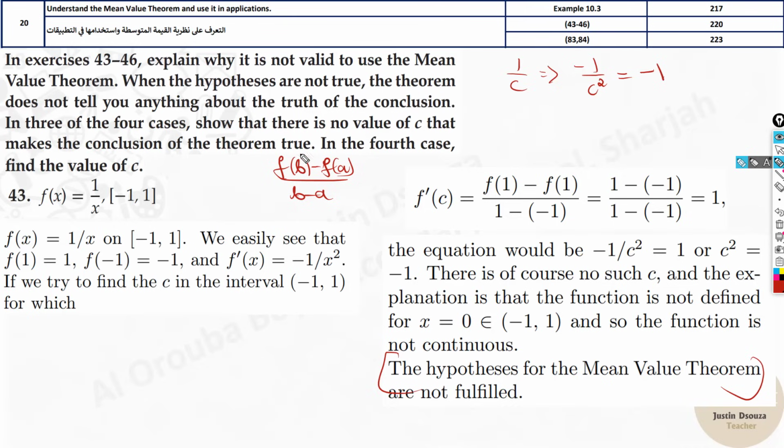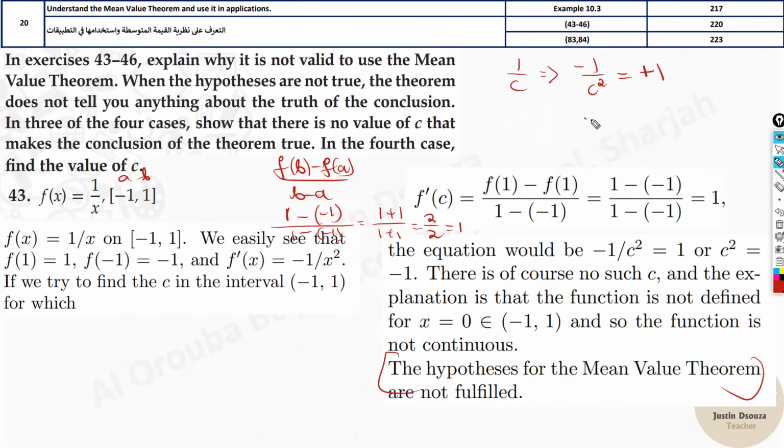What happens? F of b is there, right? That means this is a, b. Let's substitute over there. We will get positive 1, because 1 by 1 is 1, minus of what is f of a? It'll be minus 1. Again, minus 1 divided by b is what? B is 1 minus of minus 1. So you will get 1 plus 1 divided by 1 plus 1, which is equal to 2 by 2, that's 1. So this entire thing is equal to positive 1, not minus 1, okay?